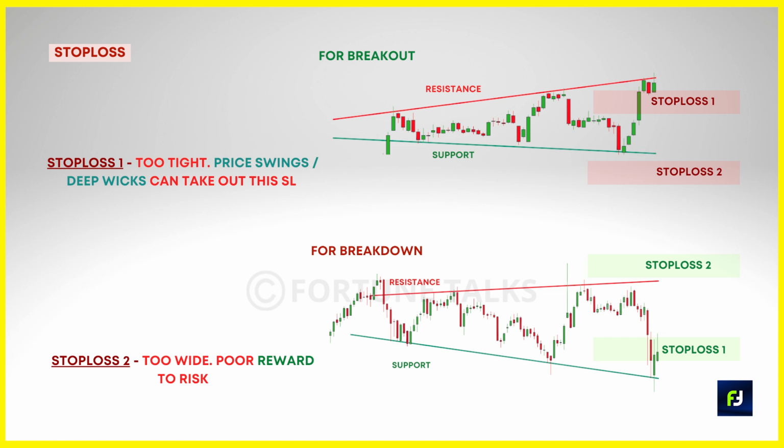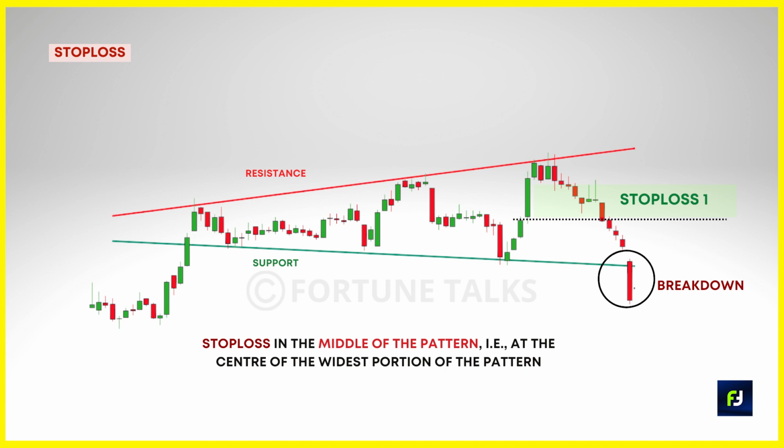One of the stop loss is too tight and any price swing with long wicks can take out your stop loss, while the other stop loss is too wide, which will give you a poor risk to reward. So what will we do? One way to counter this issue is to place your stop loss in the middle of the pattern, that is at the center of the widest point of the pattern.